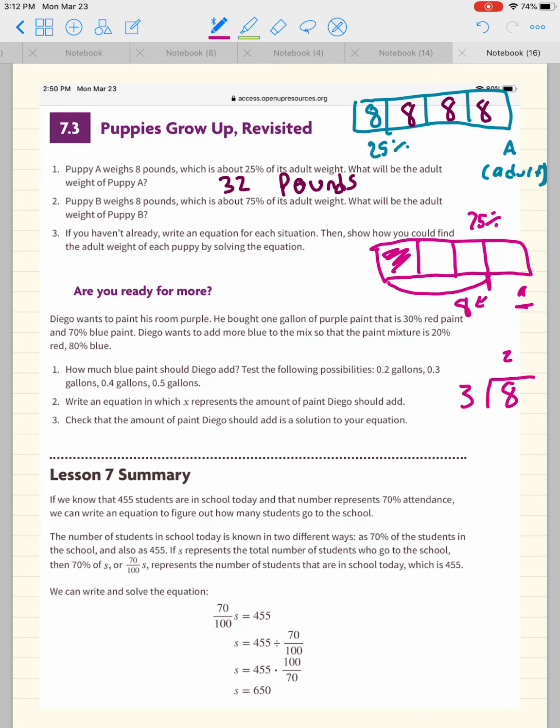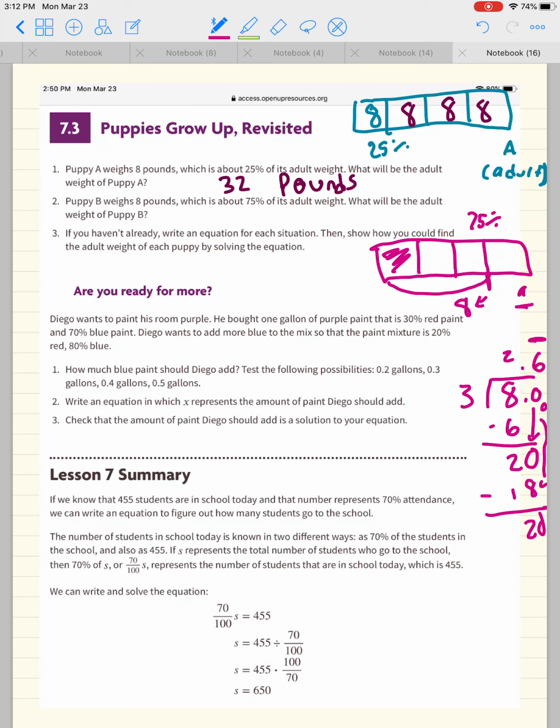So let's go ahead and do that. 3 goes into 8 twice, and it's 6. 8 minus 6 is 2. Add a decimal. Bring down a 0. 3 goes into 20 6 times, and it's 18. 20 minus 18 is 2. Again, bring down a 0.